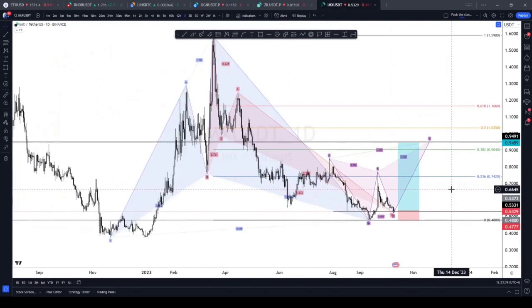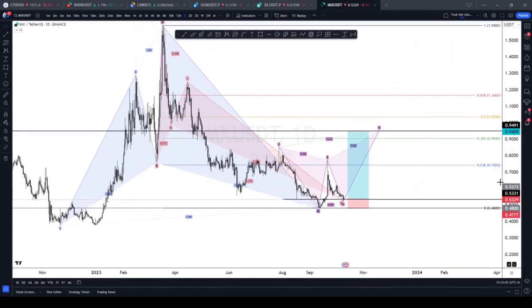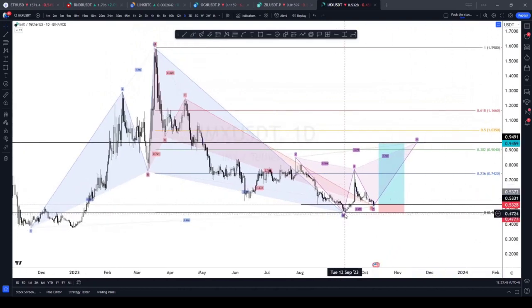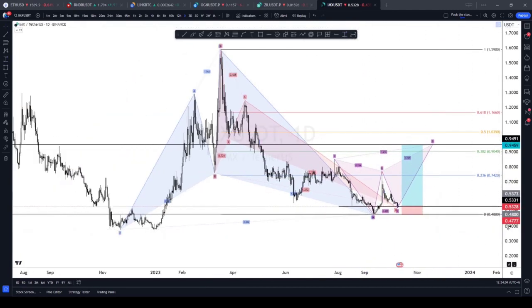IMX. So on IMX, we originally played the shark down here, where I actually longed the exact bottom of this thing, and I sold a little too early. I sold right here at this micro resistance, and as soon as I sold, we got a giant candle up to like 76 cents for like a 55% move. So this thing had a pretty big move.